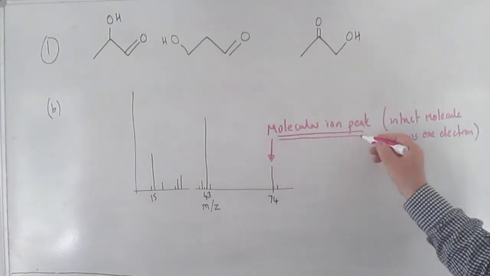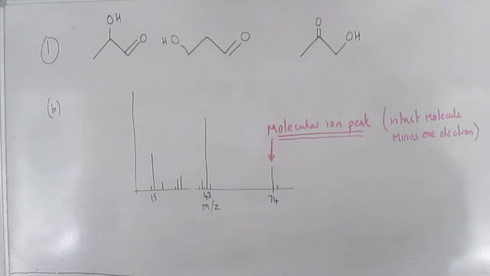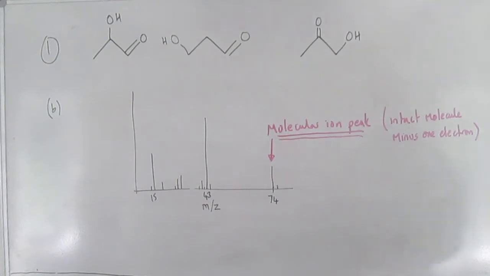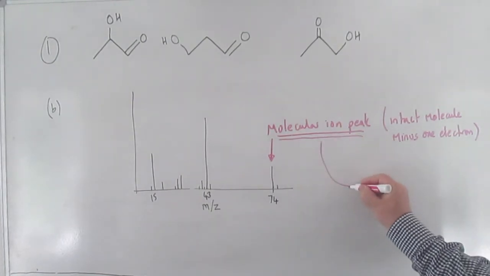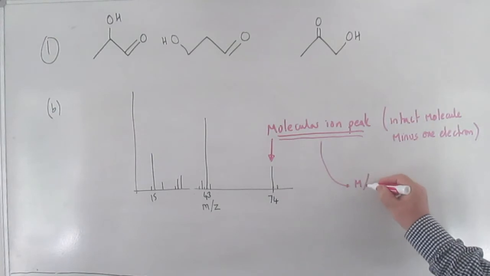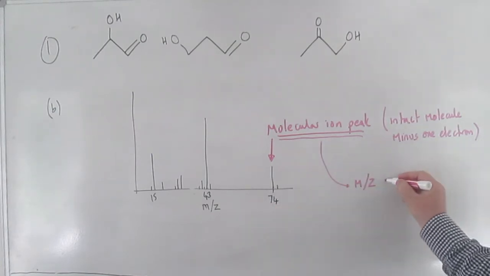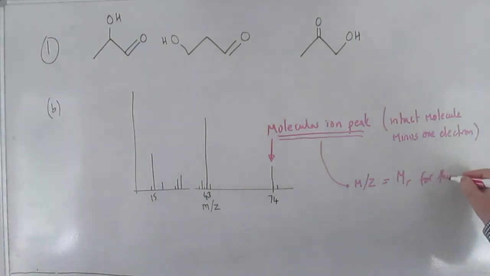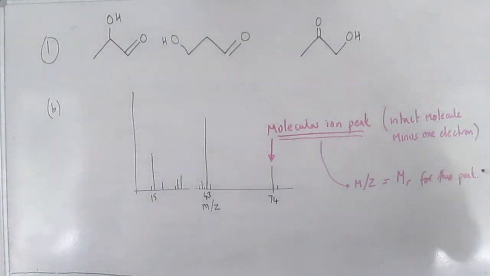What you did need to do was to explain that it's the molecular ion peak, and then it says what's the significance of it. So that may not be enough, because that's what it's called, but the significance of it is that M over Z, which is 74, is equal to the MR for this peak. Okay, that's the significance. But again, be careful with your words.